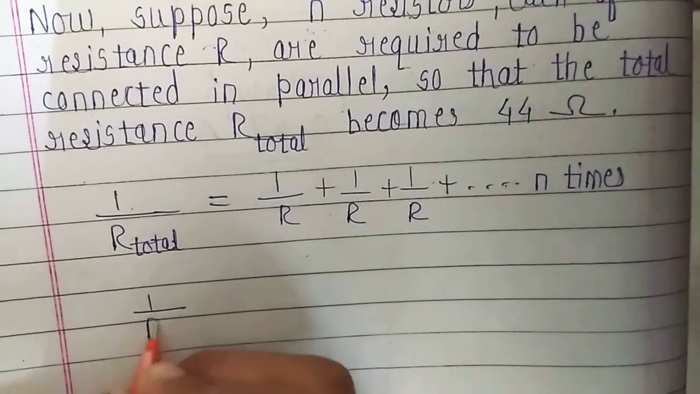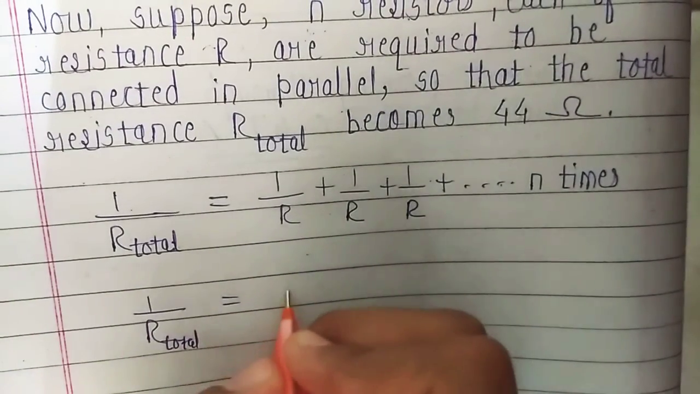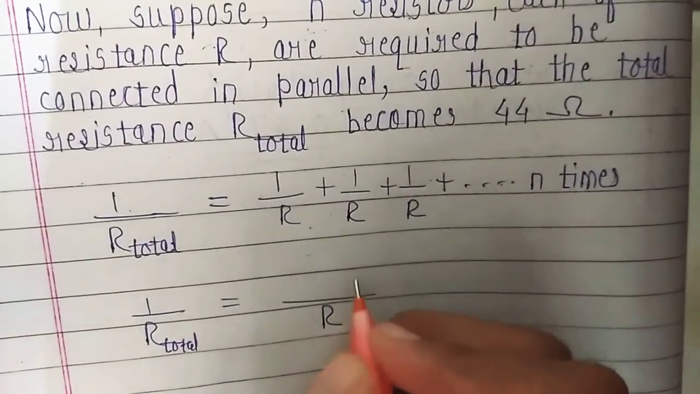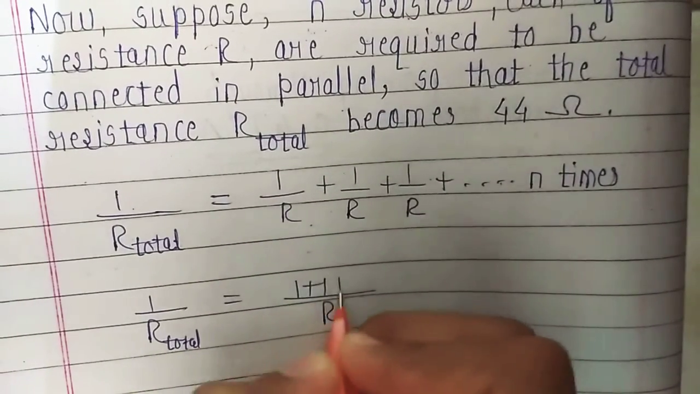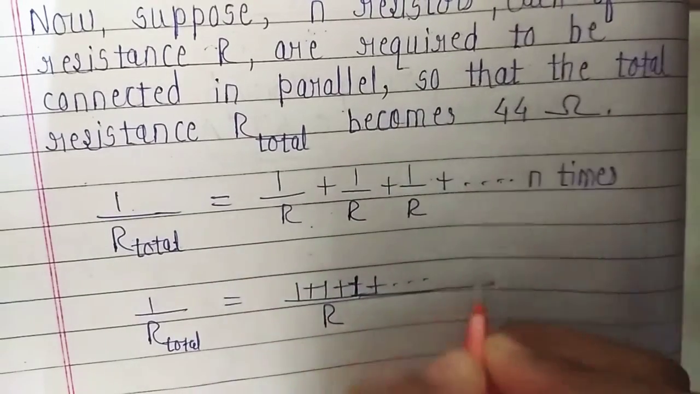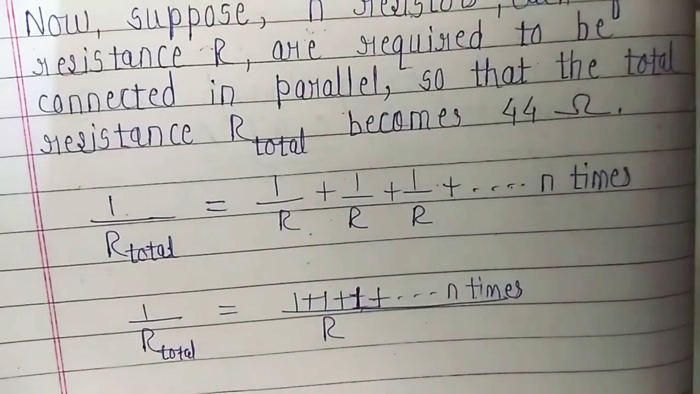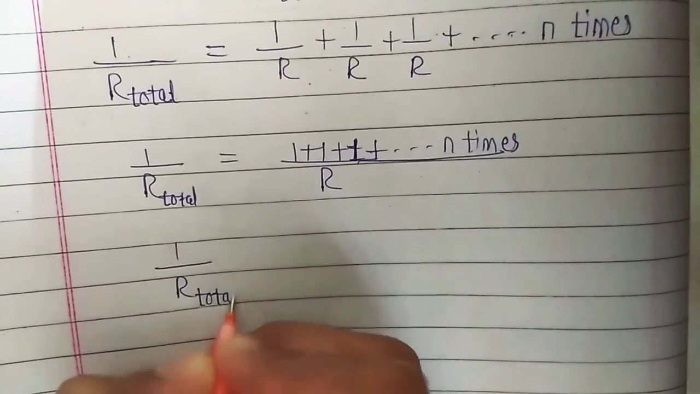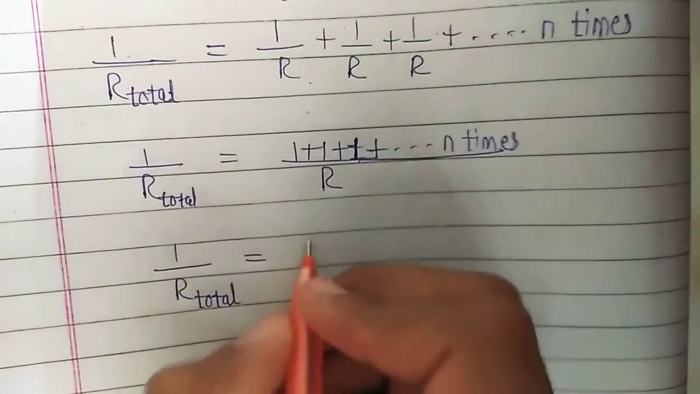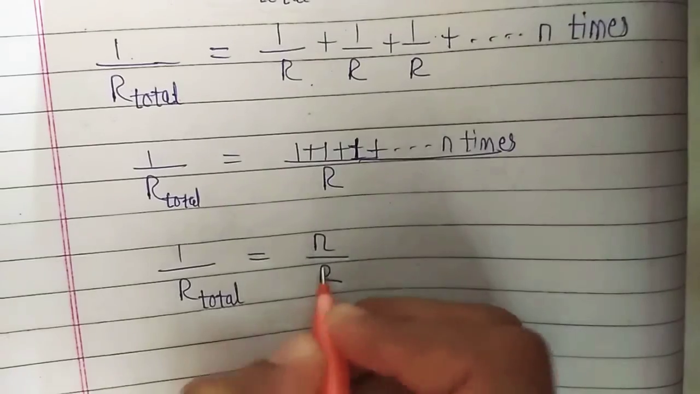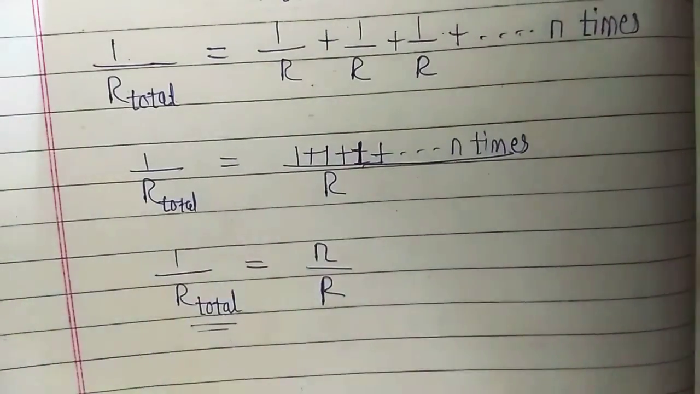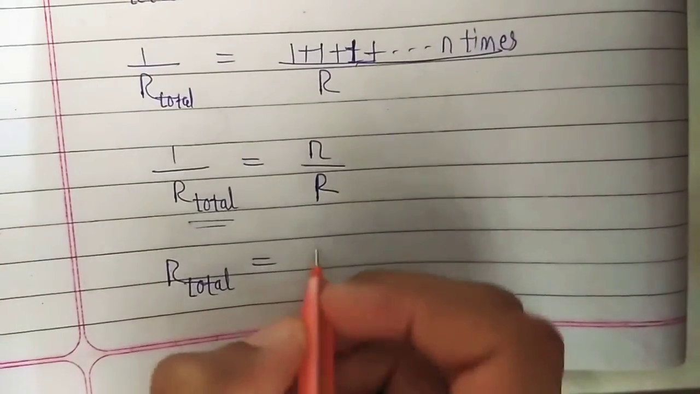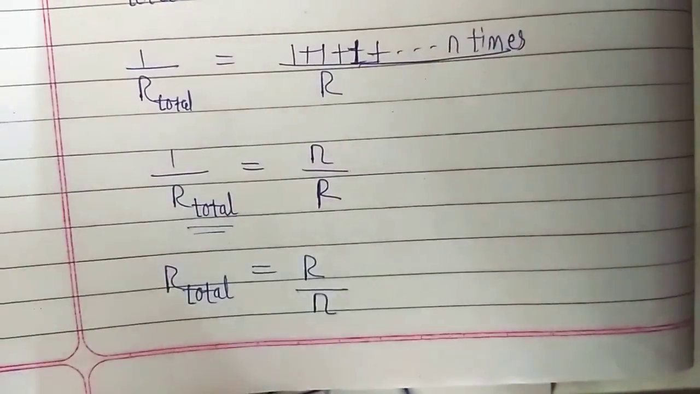Therefore, 1 upon R total will be equal to, see, in the denominator everywhere R is there, so R will be in the denominator. And in the numerator, 1 plus 1 plus 1 n times. So we can write 1 upon R total is equal to 1 plus 1 plus 1 n times over R, that means n divided by R. Now we need R total, so we take the reciprocal. R total is equal to R divided by N.